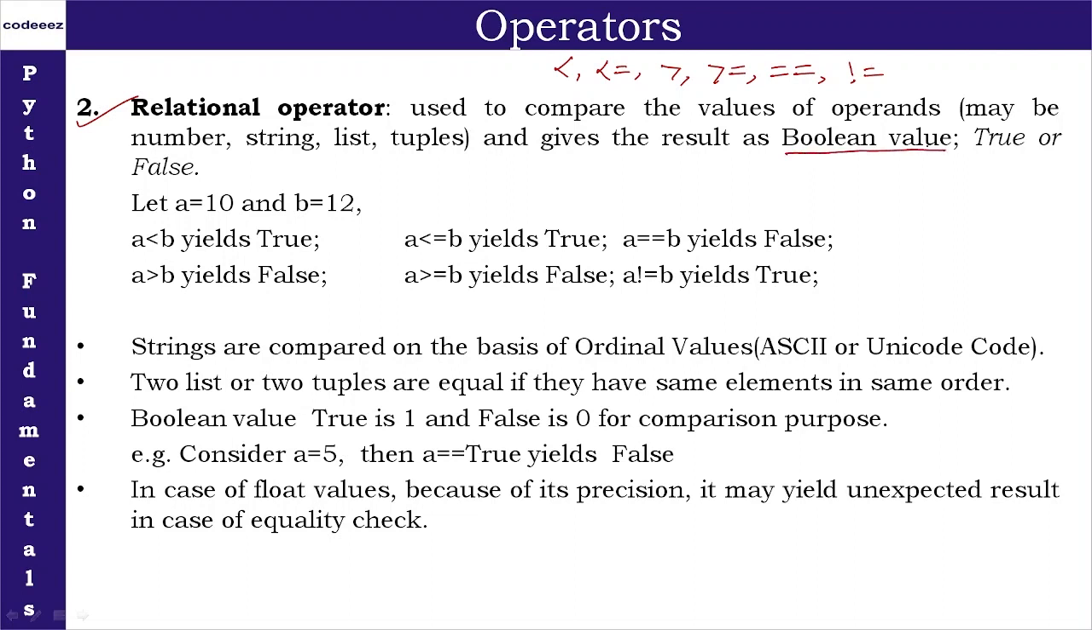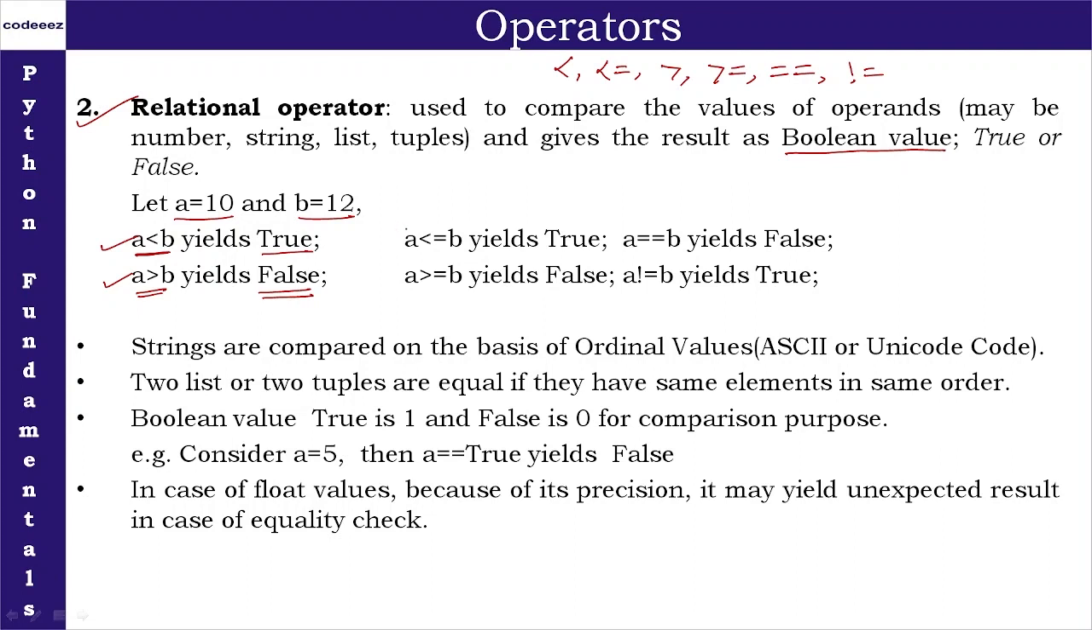Just take an example of two integer values. Suppose the value of A is 10 and B is 12. Now I will be using the relational operators and making the comparison between the values of A and B. See here, A is less than B. Just check whether the value of A is less than B. Of course, it is, so it will return true as a result. In the very next line, I have written A is greater than B. No, the value of A is not greater than B, so it will return false as a result, right?